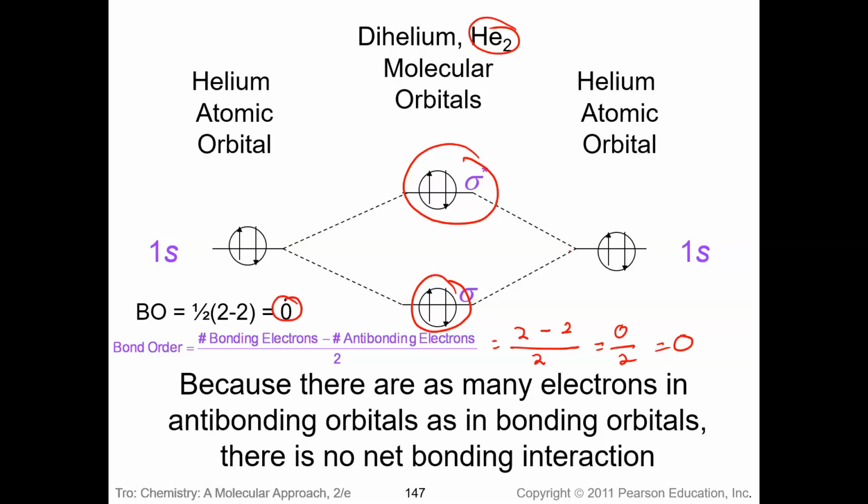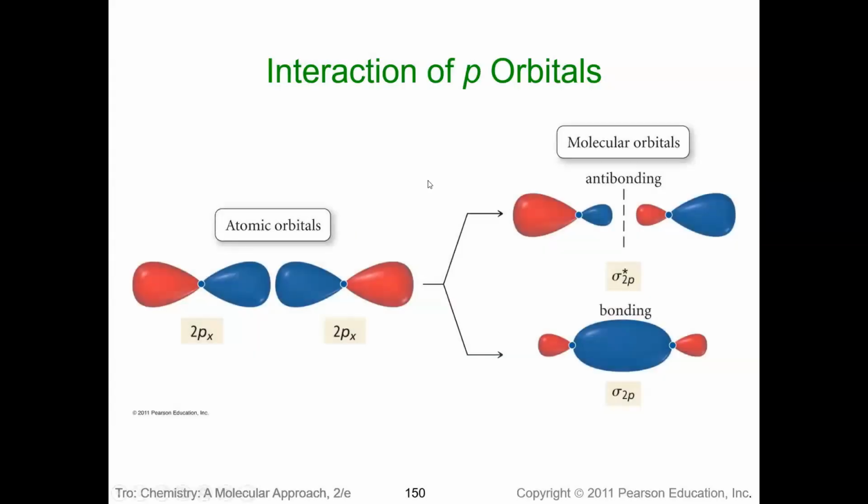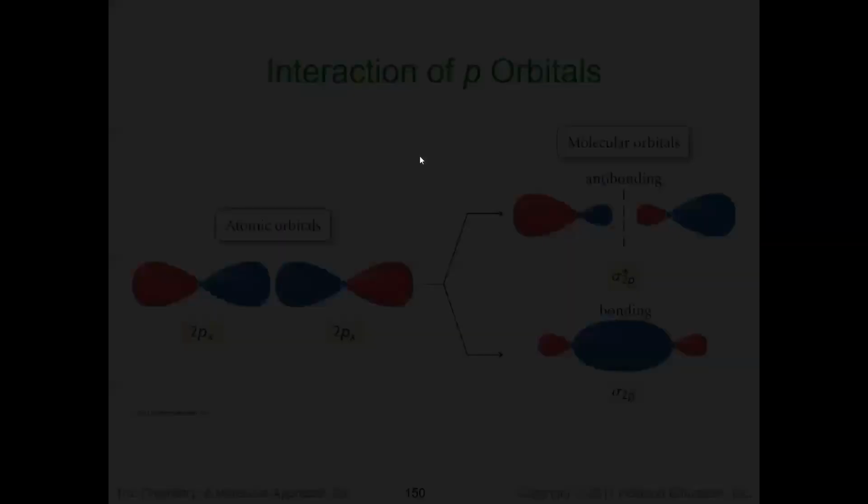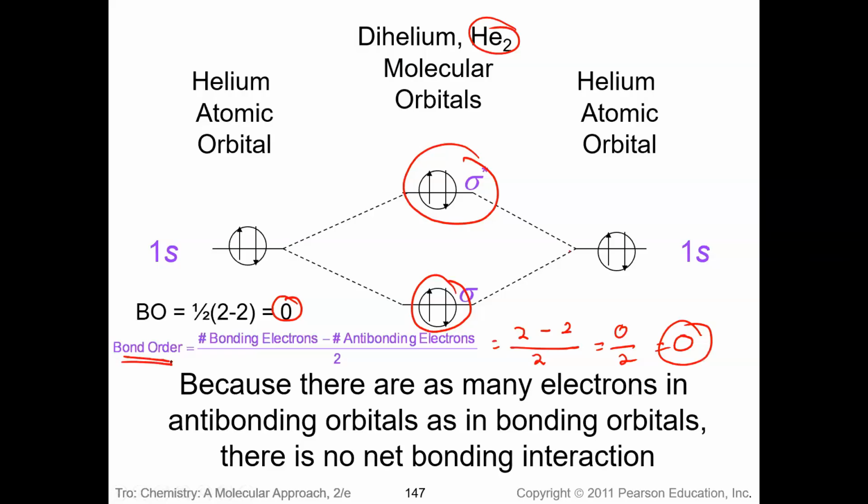This means this is an unstable molecule. It will not bond. And indeed, there is no He2 molecule. It does not exist, right? And so if it's 0, it means there's no net bonding interaction. The higher the bond order, the stronger and the shorter the bond. If it's a 0, no go, not going to happen.